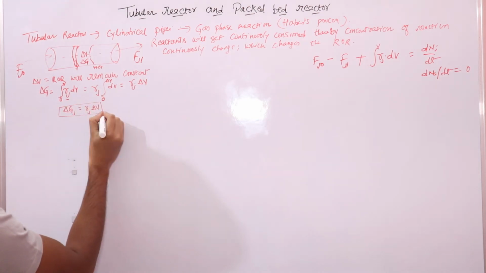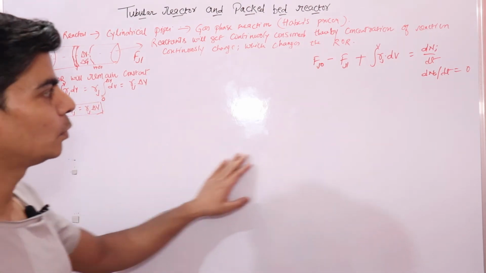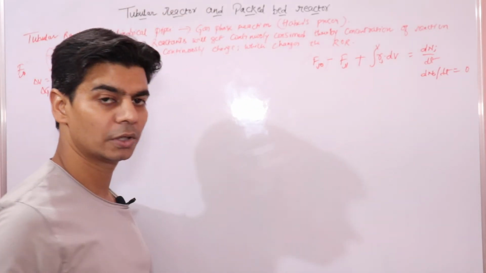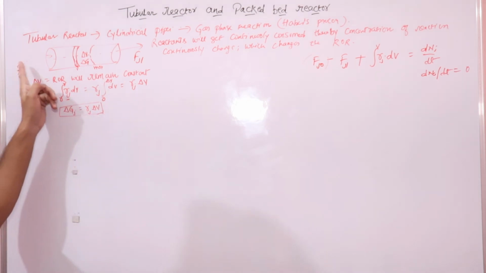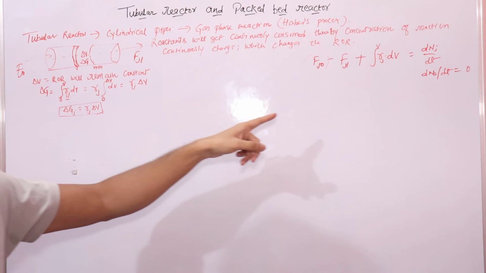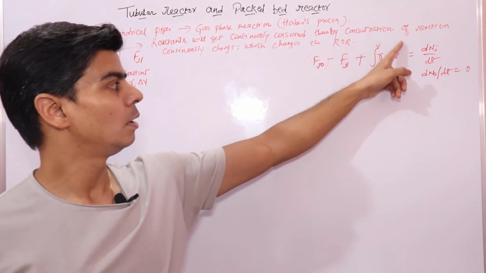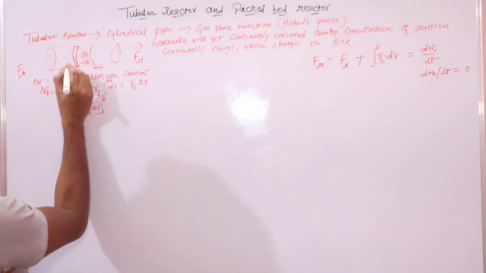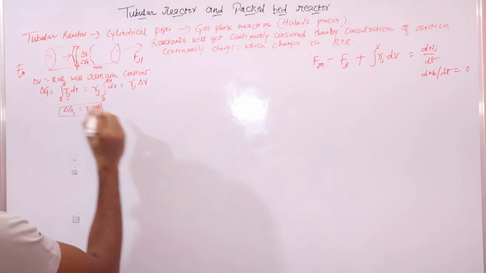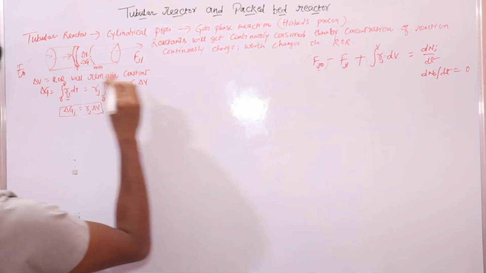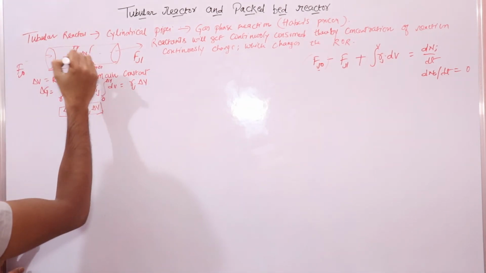This is your expression for rate of generation that you will put here. This is your molar rate of flow inside, Fj0 is for outside, and this is the rate of generation, which we have calculated. Now this flow we will consider in this small volume, so this Fj0 would be considered in this small volume only.